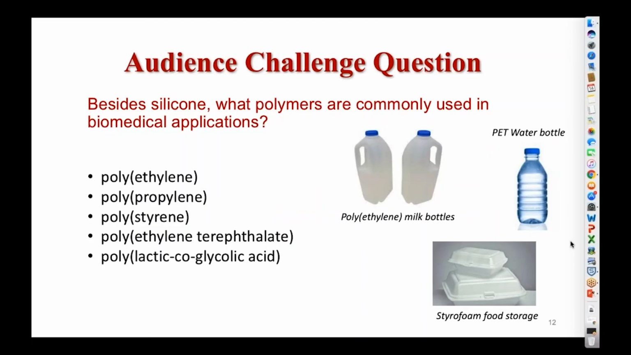So in this case, all the answers are correct except perhaps polystyrene. All of these polymers are used as biomedical implants. Polystyrene is typically not implanted in the body, but is often used in biomedical applications outside the body.